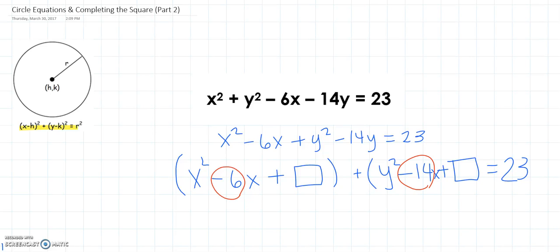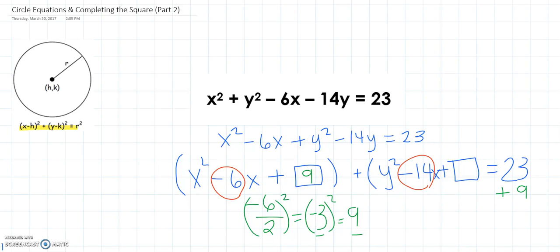All right, remember the next step is to go ahead and take that b term, negative 6, divide it by 2, and square it, for we are completing the square. Negative 6 divided by 2 is negative 3. Negative 3 squared is going to give us positive 9. Remember the key numbers here are negative 3 and positive 9. So we're going to go ahead and add positive 9 to our box. And remember to add positive 9 to the other side of the equation as well to maintain the equality.